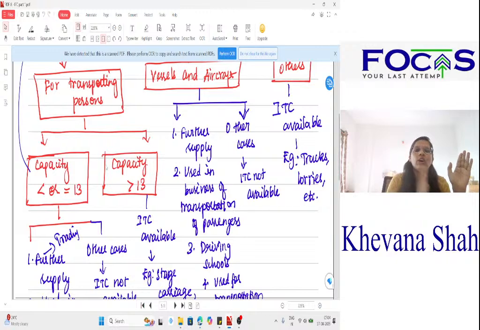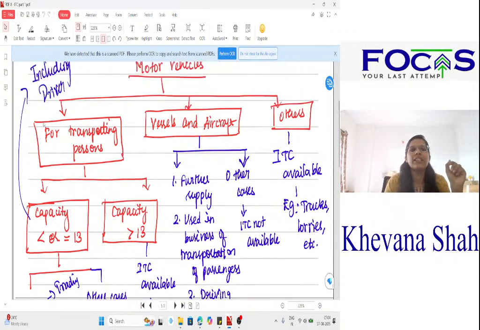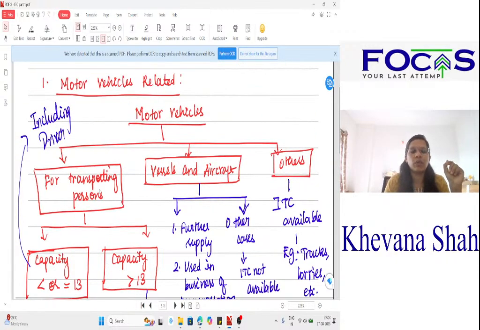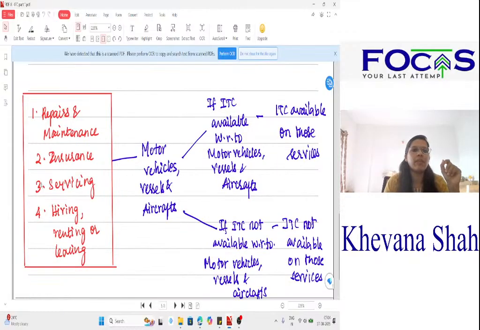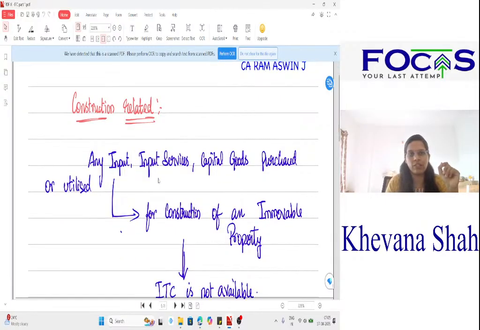And for all of these, if ITC is available on the motor vehicles, vessels and aircrafts and other vehicles, then in that case ITC will also be available on the repair and maintenance service, insurance service, servicing and hiring, renting or leasing services. Okay. And if for the original vehicles your ITC is not allowed, then again for these services also ITC will not be allowed.